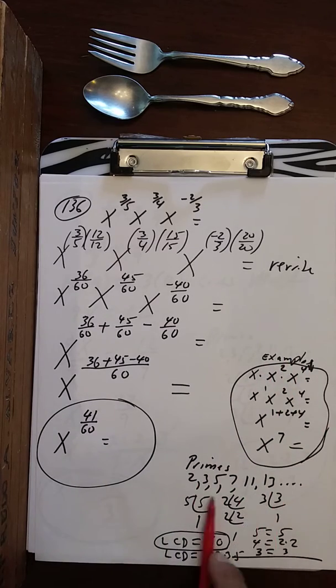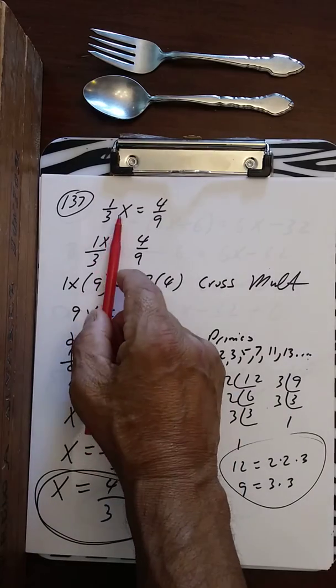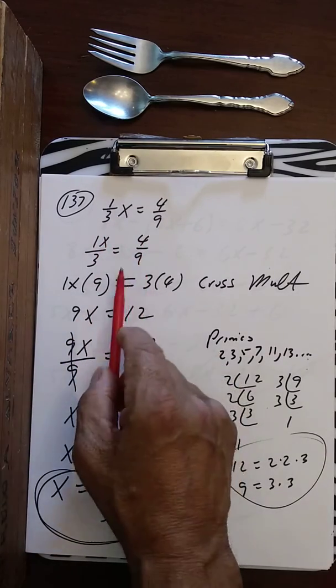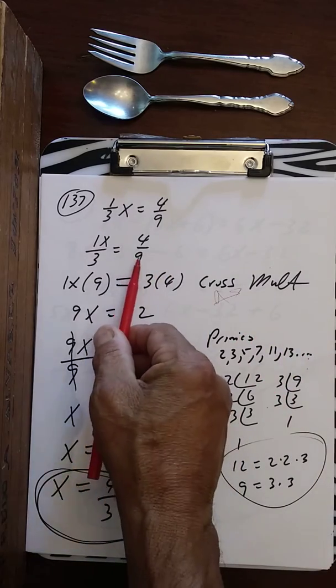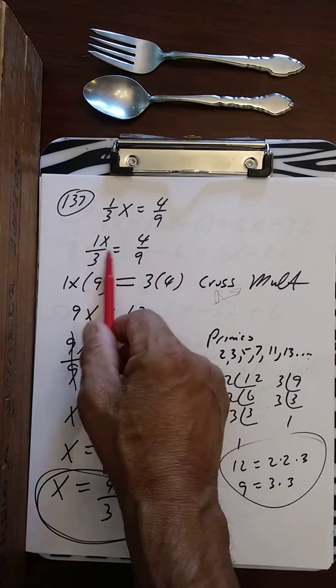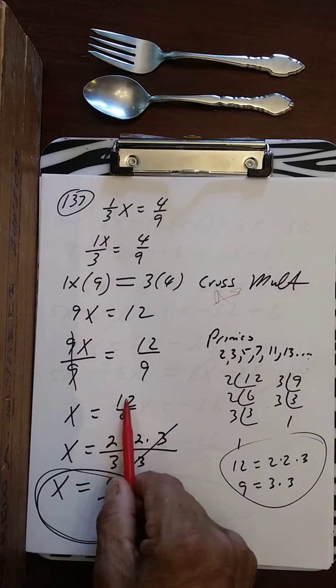Prime numbers right here. 5 goes into 5, 2 goes into 4, 2, 3 goes into 3, 1. Yes. 1x over 3 equals 4 over 9. We can cross multiply these numbers. Easy way, think of it like that. 9 times 1x and 3 times 4. That's 9x equals 12. Divide by 9, divide by 9. So now we have 12 over 9.